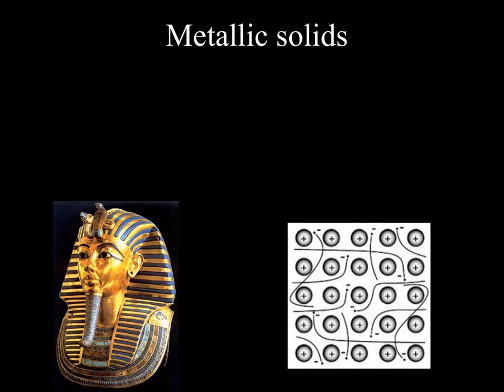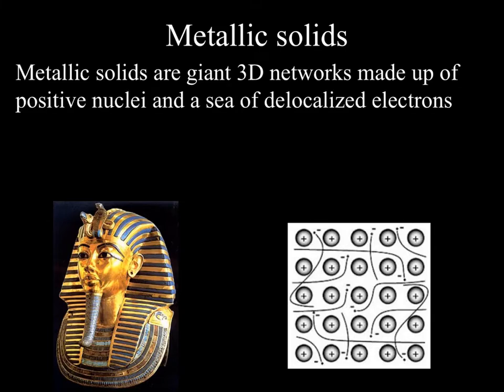Hi all, this video is going to be looking at metallic solids and their properties. So starting off, what is a metallic solid? A metallic solid is a giant three-dimensional network made up of positive nuclei and a sea of delocalized electrons. Bit of a weird statement at first, but I will explain it.